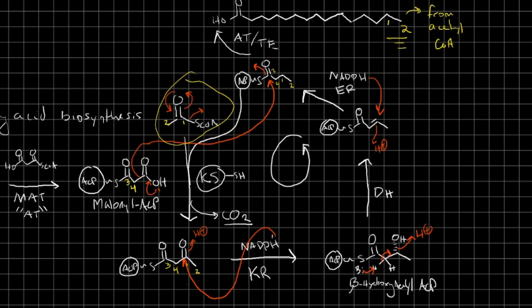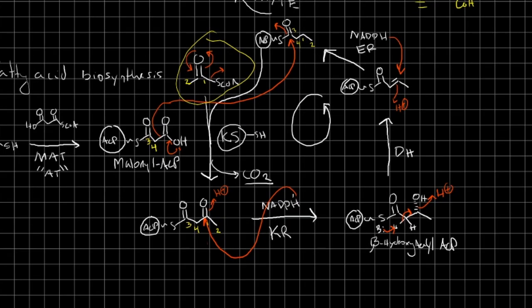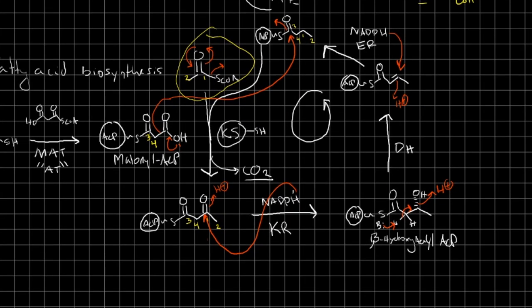All right, so that's just the overview of fatty acid biosynthesis. The reason that we've done this is because the same reactions that happen throughout fatty acid biosynthesis, so this ketosynthase, this ketoreductase, the dehydratase, and the enoyl reductase, are the same types of enzymes or domains that we're going to see in polyketide synthases.